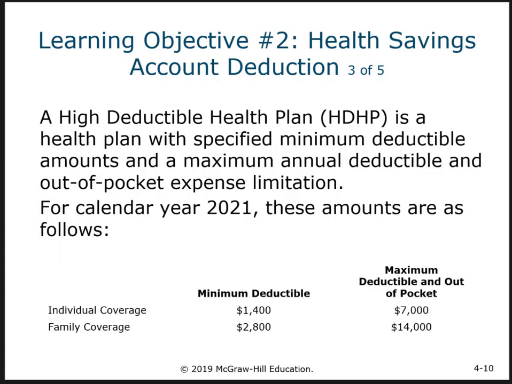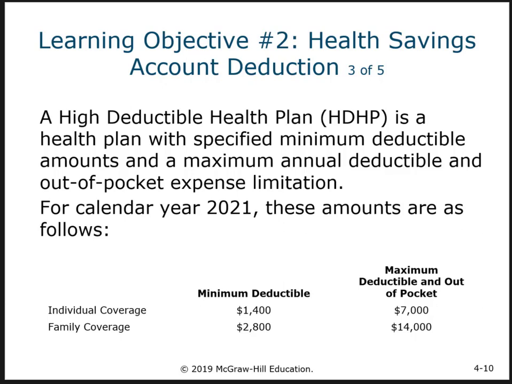So what qualifies as a high deductible plan? Notice there is a minimum deductible, $1,400 and $2,800. It can be higher. But there's a maximum deductible and out of pocket. So typically you reach your deductible and then you pay a percentage, maybe 10% of anything over the deductible.